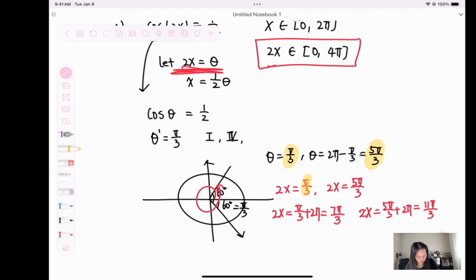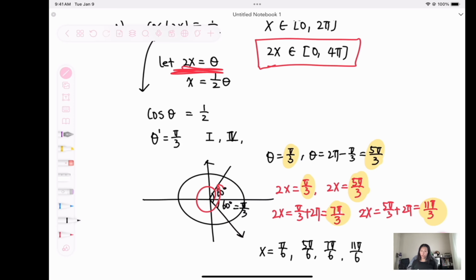So check. 2x is this full answer. We're trying to solve for x, so we need to divide by 2. So x equals pi over 6, 5 pi over 6, 7 pi over 6, and 11 pi over 6. All of these are less than 2 pi. So that would be the solution.